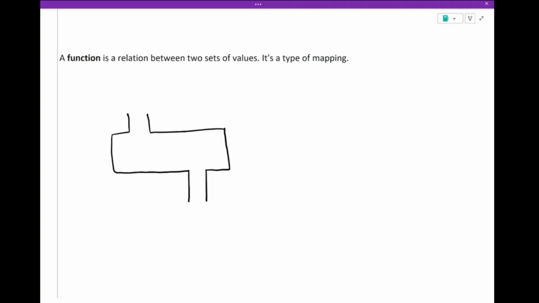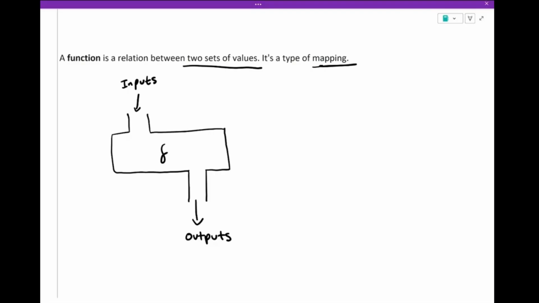So I've got a function machine, okay, and I'm going to call this machine f. And at the top, I'm going to put some input into my function machine. So in here are going to be my inputs. And then that's going to be one of my two sets of values, which this function relates. And then out the bottom will come my outputs. And this is the other set of values mentioned here. So the mapping is the function, okay? And the function is going to map my inputs to my outputs.